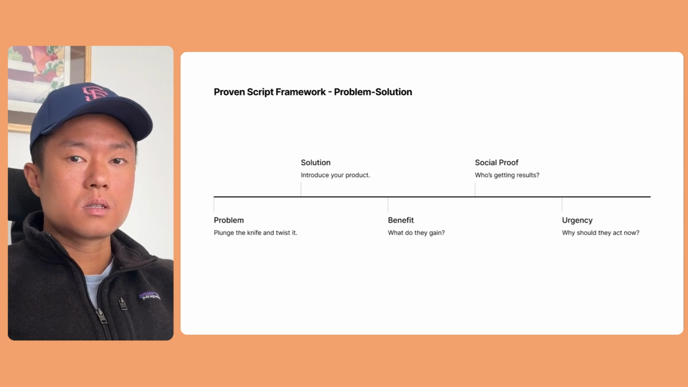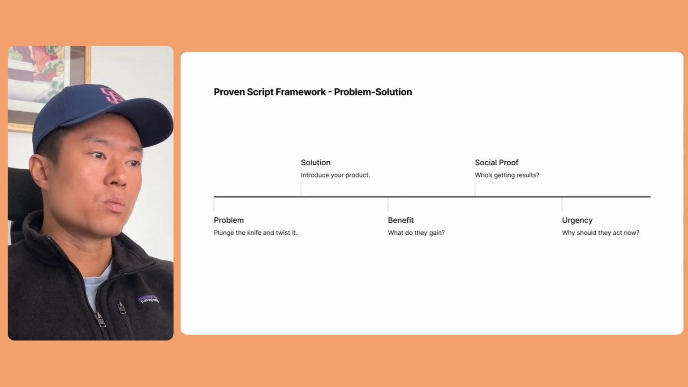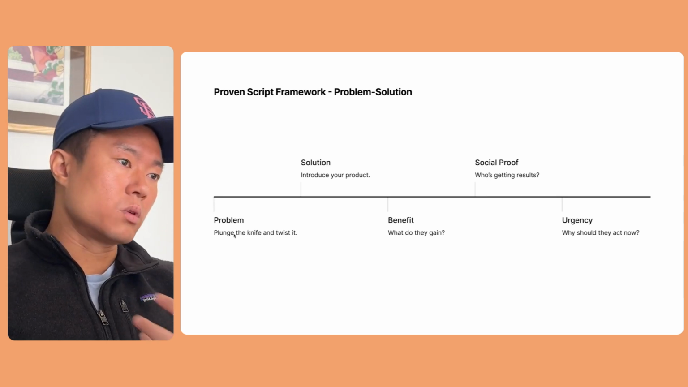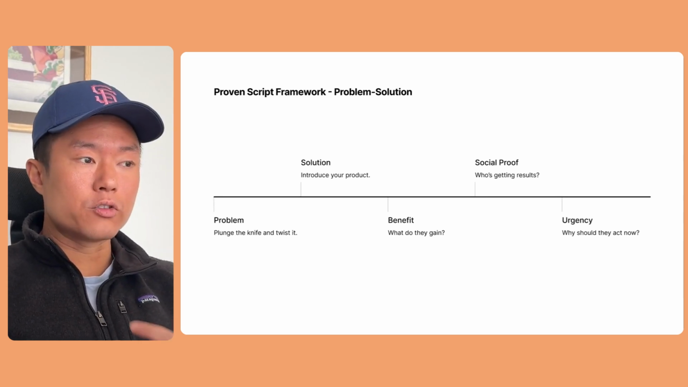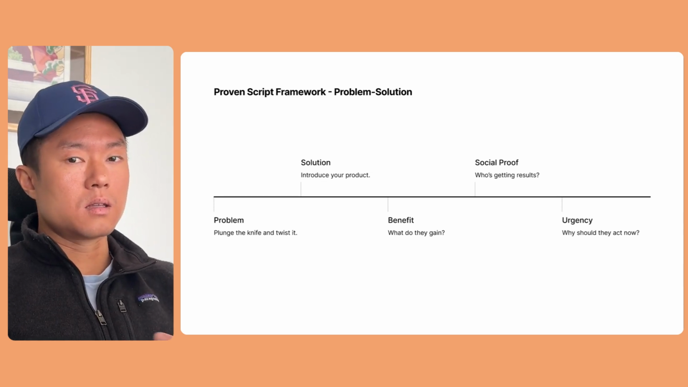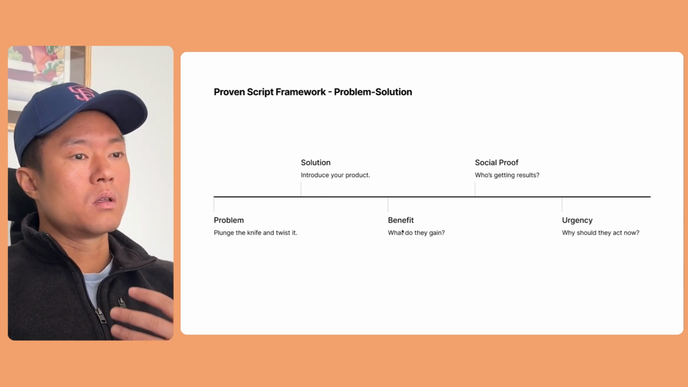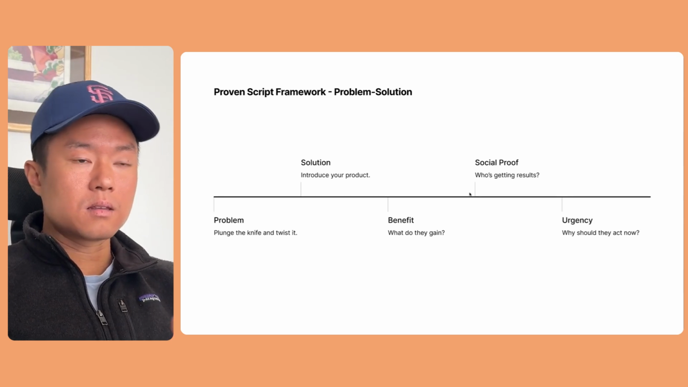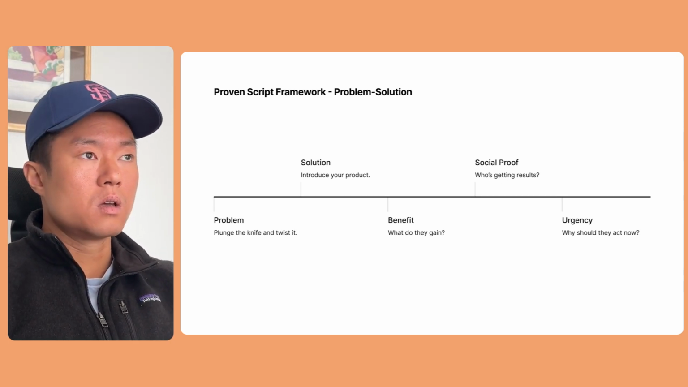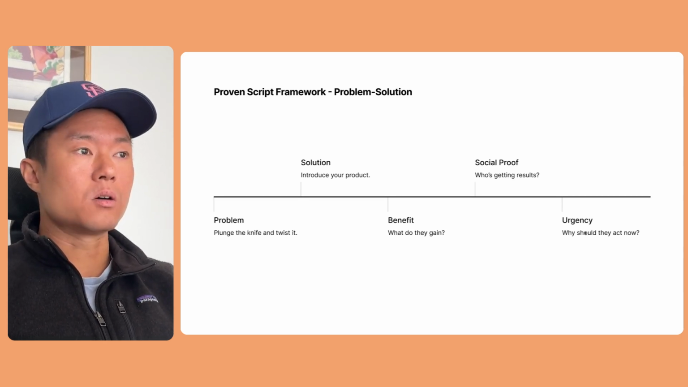Okay, so this is the proven script framework. It's called the problem solution framework. And the problem, you talk about what the problems and pains that they have. You plunge the knife and you twist it, then you introduce your product. In the case of Reframe, it's their app. Talk about what benefits they gain. Talk about social proof, who's getting results, how many people have they served, app ratings, things like that, and then urgency, why should they act now?